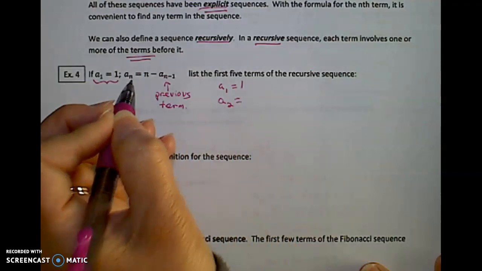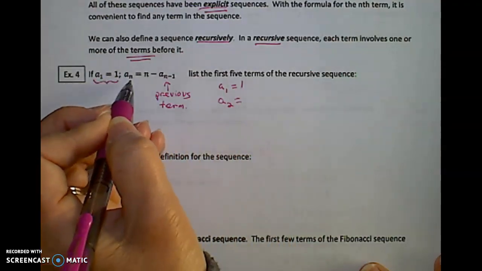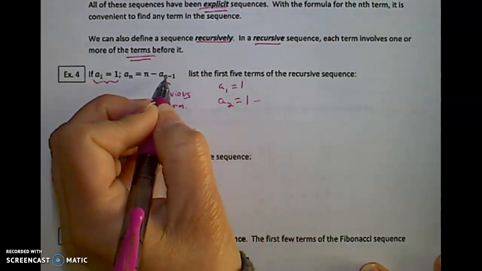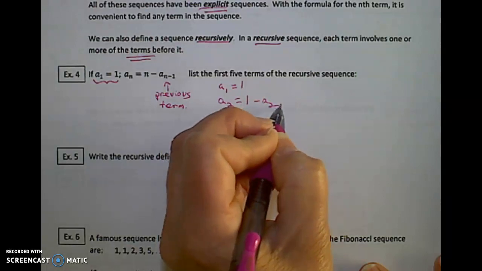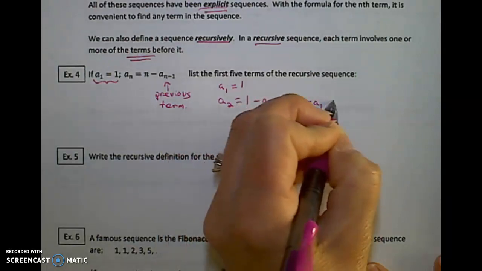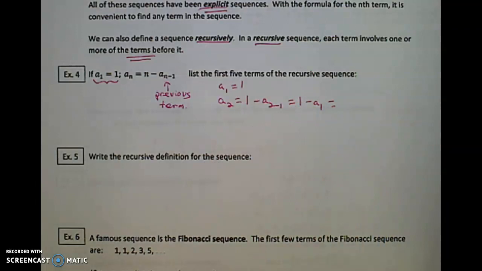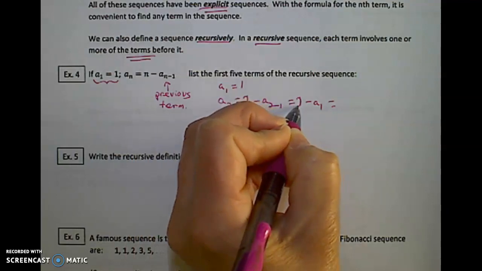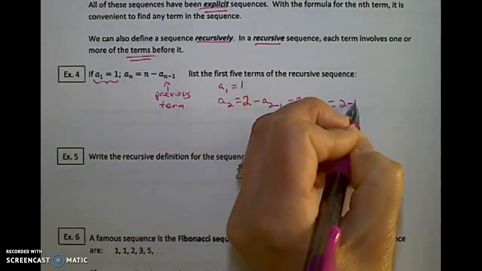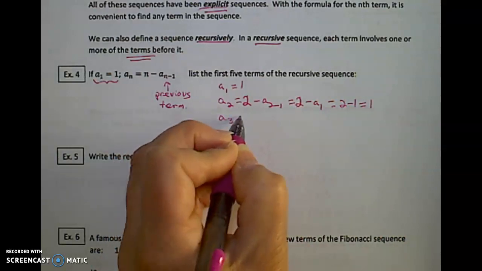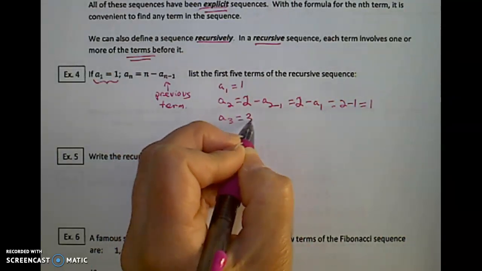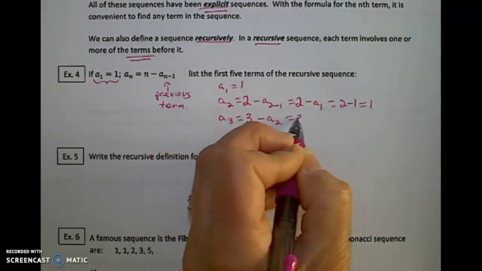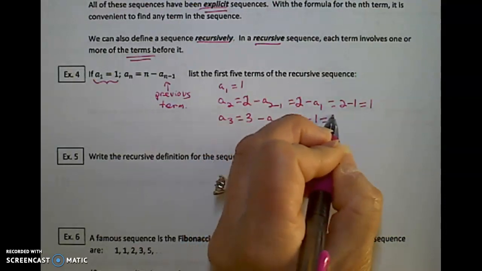So my second term, this definition, it's just a made-up formula for a recursive sequence: plug in the term number minus the previous term. It should be 2 minus a sub 1. In this case, plug in the term number 2 minus the previous term, 2 minus 1, which is 1. To find the third term, plug in n, 3, subtract the previous term, a sub 2, which is 1, so 3 minus 1 is 2.